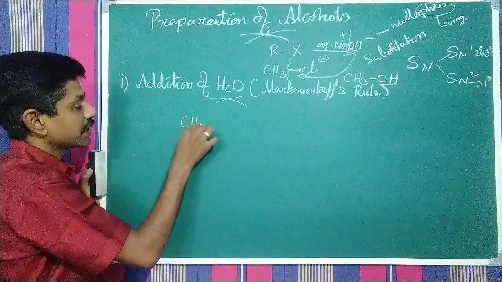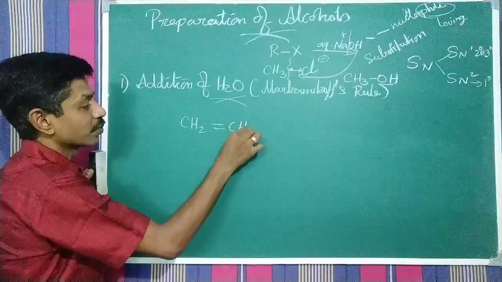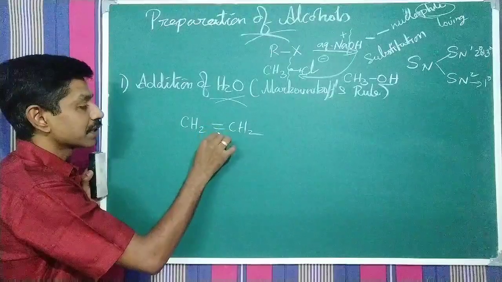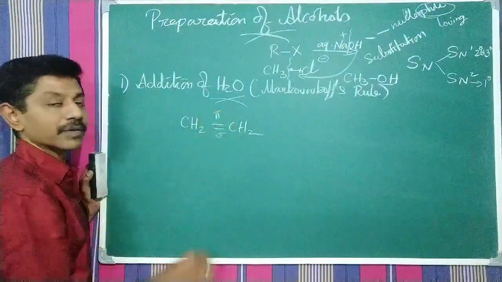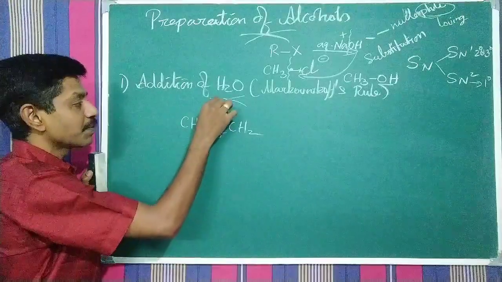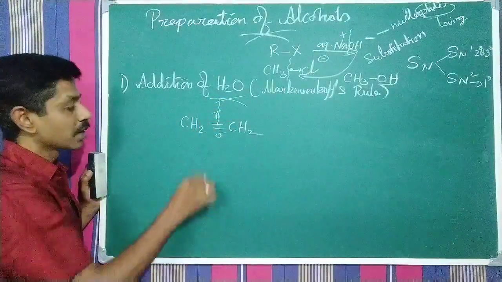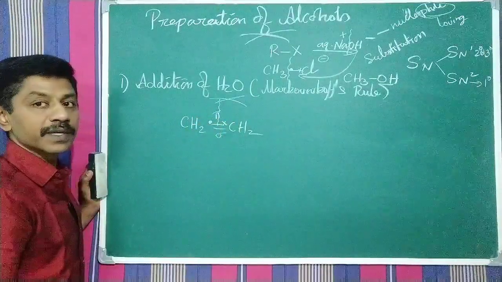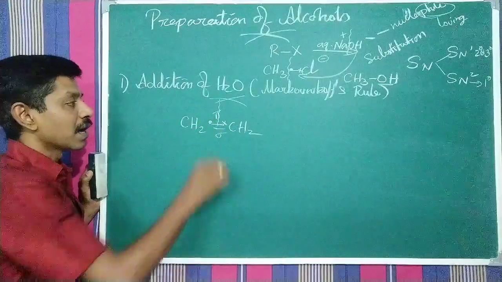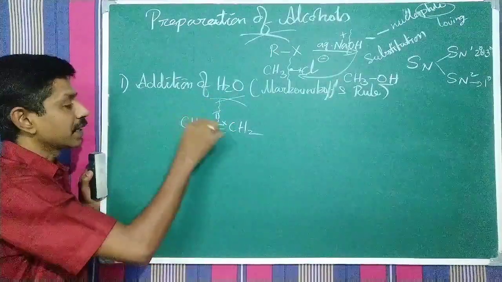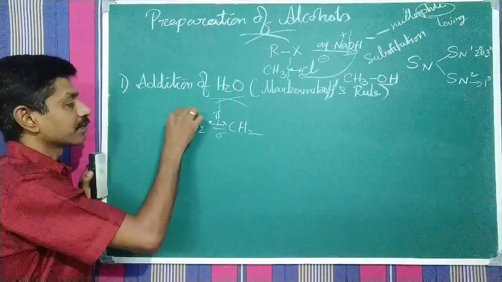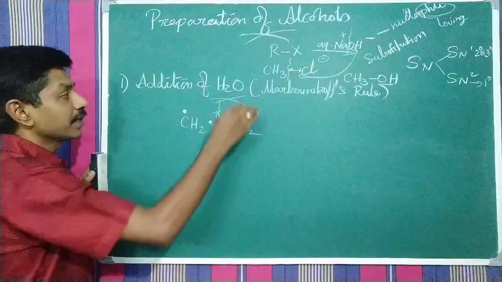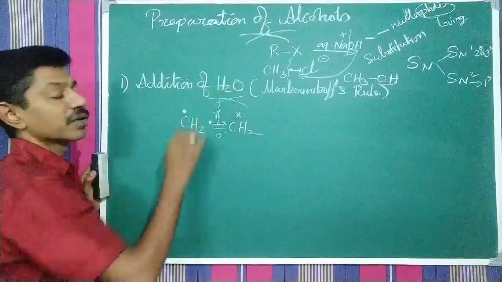Imagine a CH2 double bond CH2 group is there. This is called ethylene or ethene. This particular group has a sigma bond and a pi bond. Out of these two bonds, the pi bond you can easily break. So imagine one electron is being shared by these atoms to form the pi bond. I'm breaking the pi bond, thereby this carbon atom will get one electron, and this carbon atom will get one electron. Now we are talking about hydration, that is addition of water.